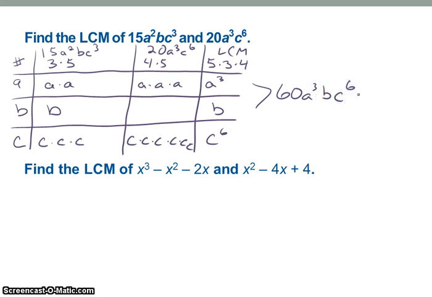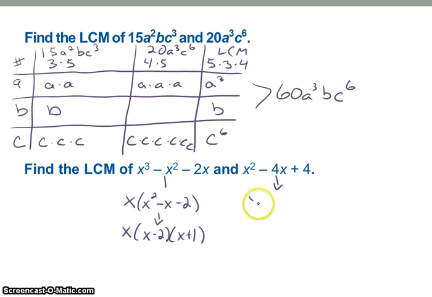For polynomials, we factor very similarly, except it's going to look a little bit different. For this one, we see we have a common x. Once I take out a common x, I've got x squared minus x minus 2. Well, that factors further. I've got x minus 2, x plus 1. For my other one, I need a product of positive 4, sum of negative 4, so I've got x minus 2 times x minus 2, or x minus 2 squared.